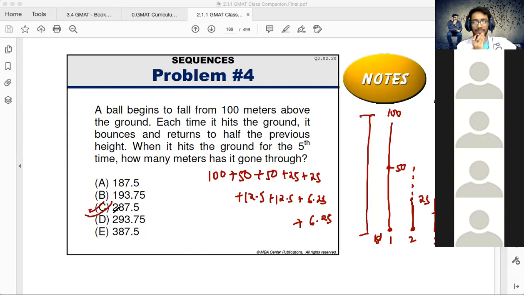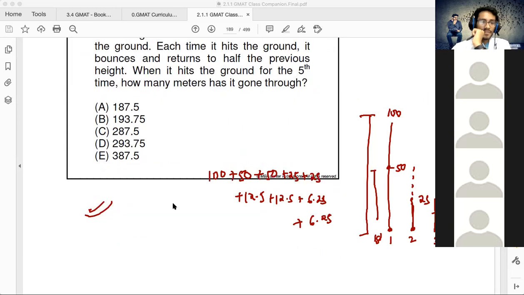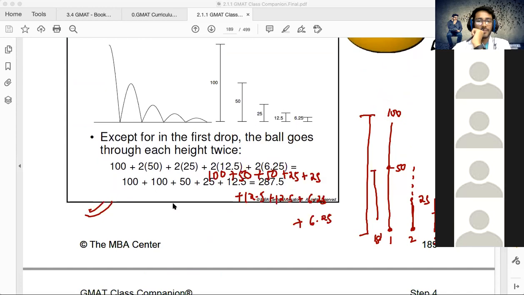Got it, Animesh? So this was the mistake I made, because I didn't take this into consideration. So this is my fifth bounce. That's all for today, I guess. Yes, 287.5.